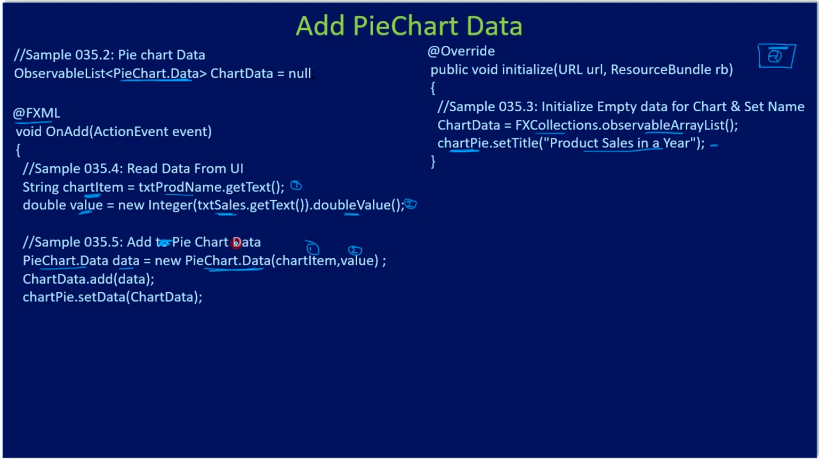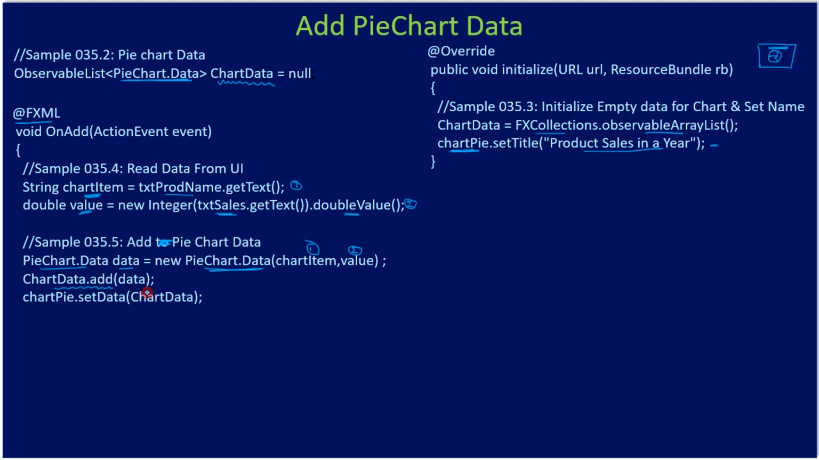So all these things are happening when you click the add button. Finally, chart data dot add. Chart data is the collection, right? So to the collection we are adding the data. Data points we are adding, or data slice we can say. To make a data slice we need two pieces of information, what the item is, and what the weightage is. Based on those two we created this slice and we are giving that to the observable list.